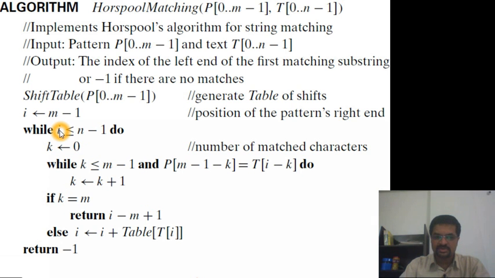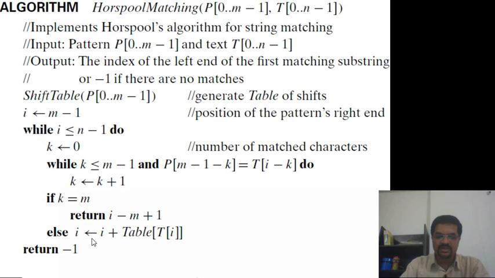So as long as i is less than or equal to n minus 1, we keep doing it. K indicates the number of successful characters matched in the substring for the pattern. This while loop tries to check for each of those matches. This is the character in the pattern, and this is the character in the text we are matching there. If any one of them mismatches, then it's a false case and it comes out of the while loop. In that case, k would be less than m, because k indicates the number of characters matched.